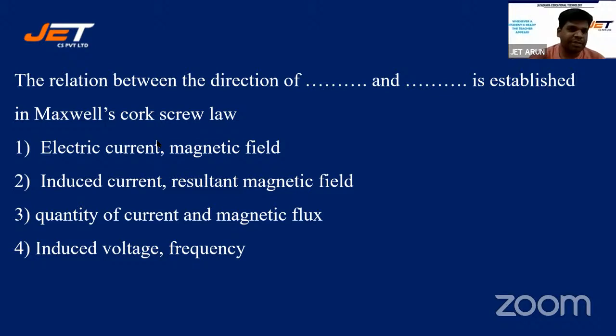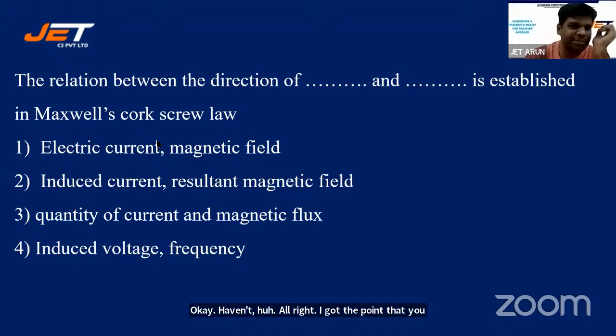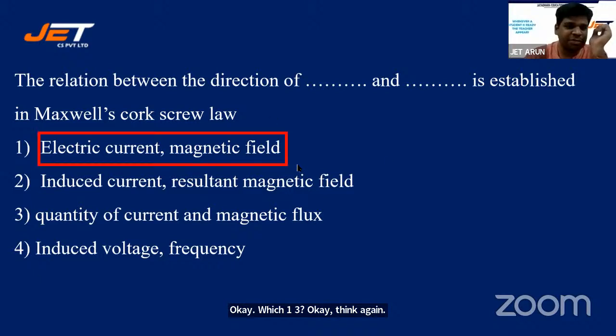Okay. Jessica, Bhavna, Gayatri, Saivardhan, Bhavna, Saivardhan. How many times did you answer? All right, I got the point that you answered. Vishwant, okay. Vishwant, 3. Okay, think again. Gautami, Jessica, Sri. Yes, these are all right, students. So first one is absolutely right. Corkscrew rule, electric current and magnetic field.